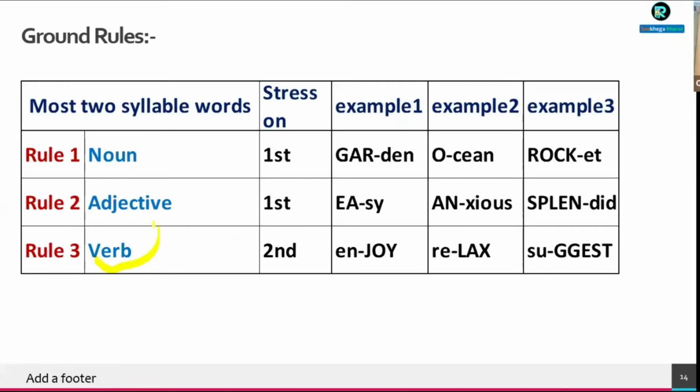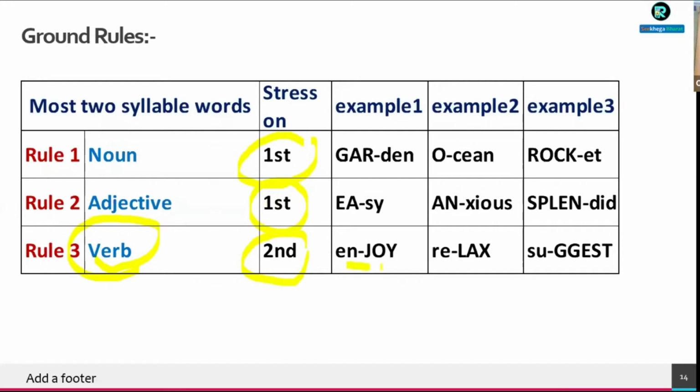Now let's see verb. Verb behaves differently. So noun and adjective get the first syllable stress and verb gets second syllable stress. So we can easily identify which are nouns and which are adjectives and which are verbs, right? For example, it's a two-word verb.